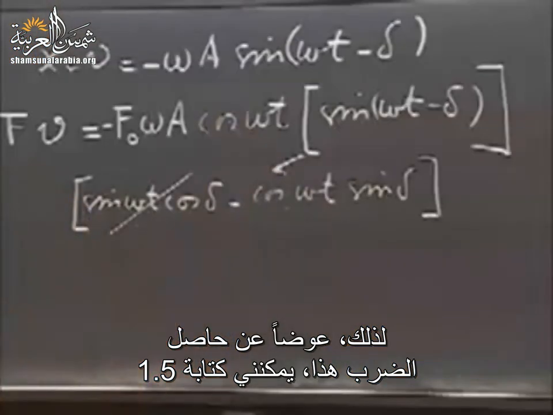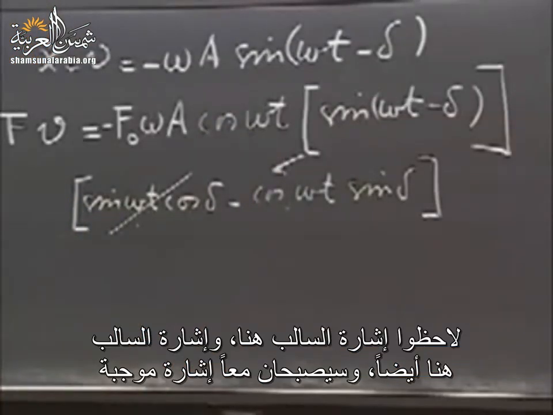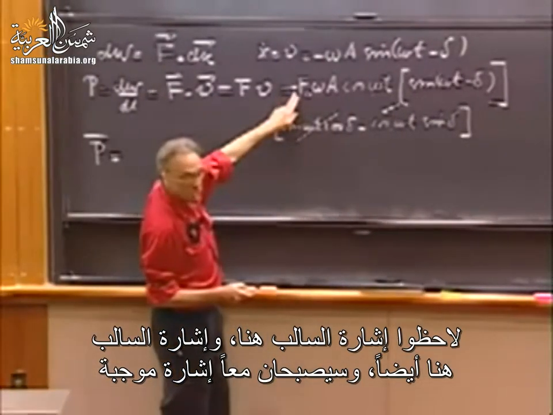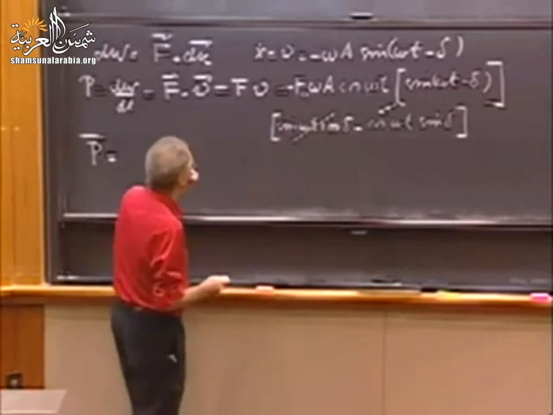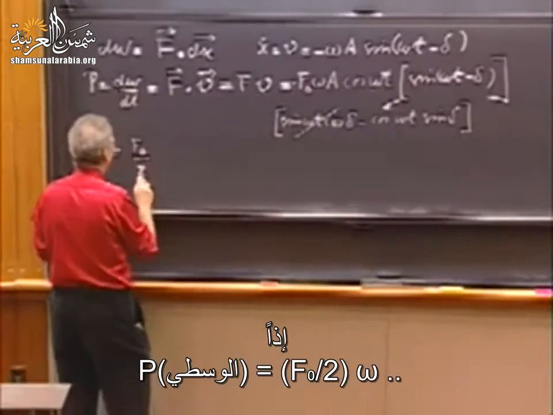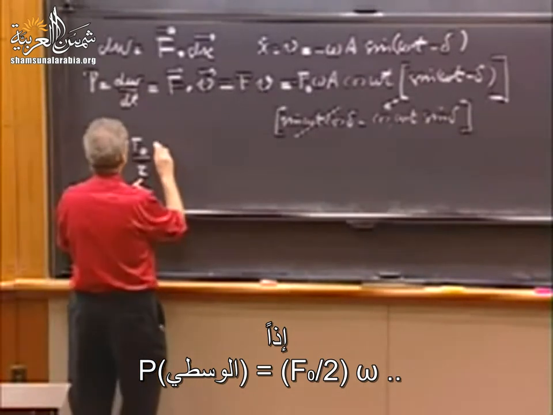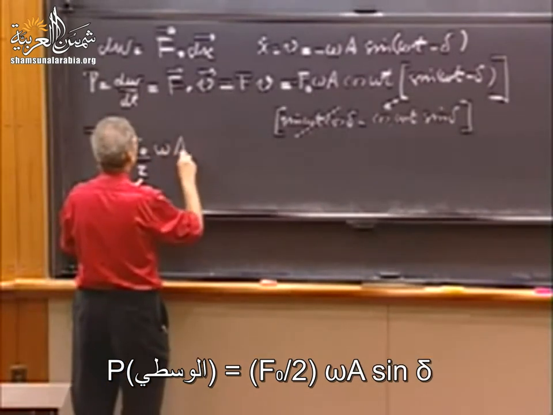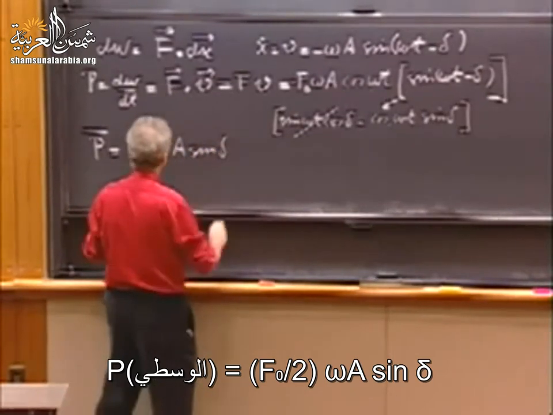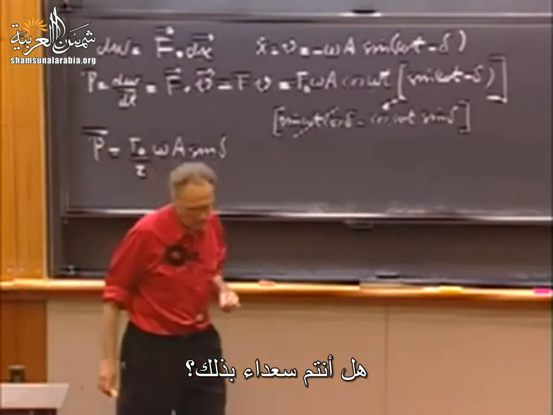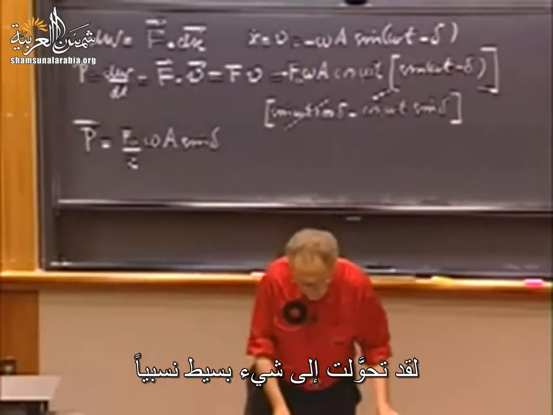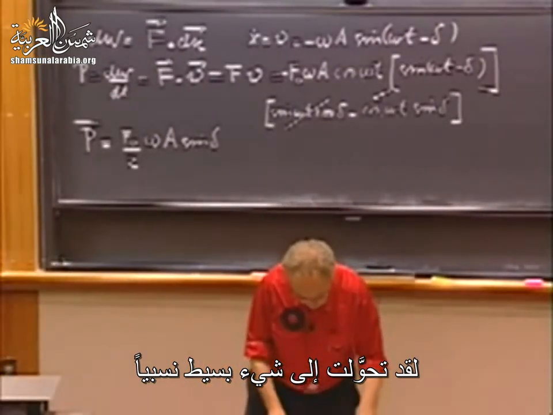I can write 1/2. And so now we get, notice there is a minus here. And so this minus picks up this minus, so it becomes a plus. So I get F0. I get the 1/2 that is here. Then I get omega. I get my A. And I get the sine of delta. Are we happy with that? So you see it collapses into something that is relatively simple.